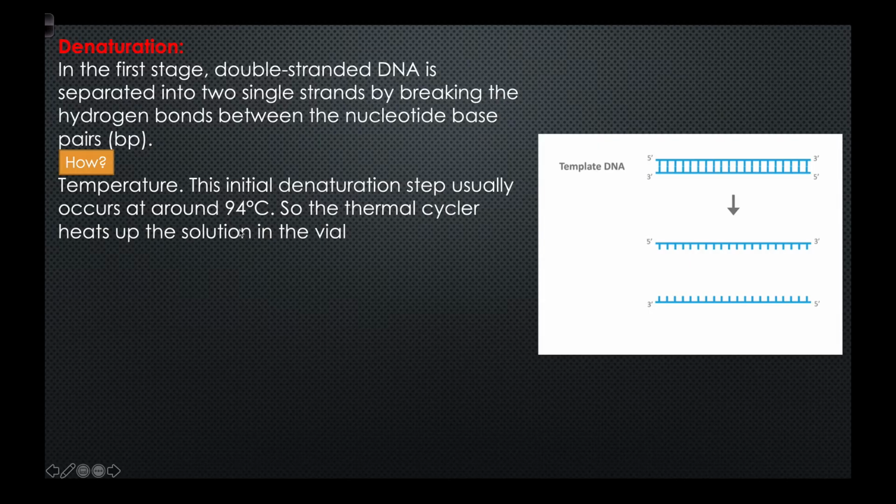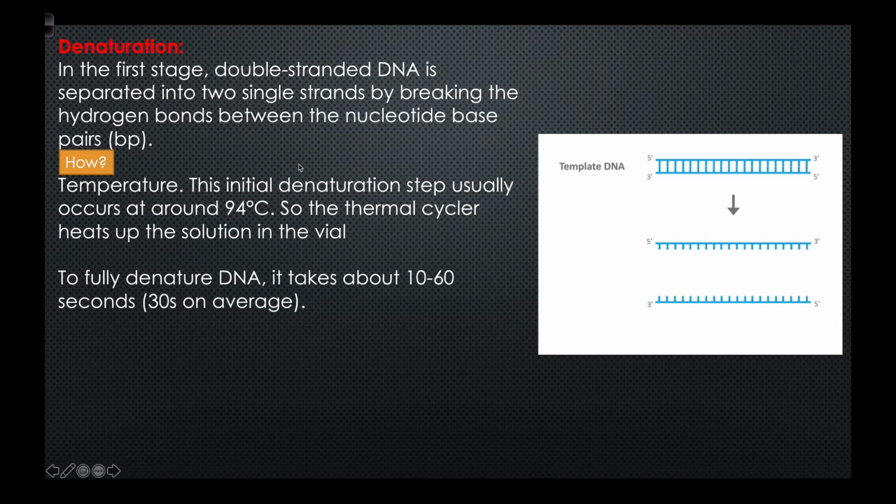It typically happens around 94 degrees Celsius. Now remember, human body temp operates at 37 degrees Celsius. So ultimately, our DNA polymerase would come apart at temperatures that high. But we borrowed our polymerase from Taq, or Thermus aquaticus, in order to help us with this process. The machine that we mentioned earlier, the thermocycler, will heat up the mixture in the vial to 94 degrees Celsius. To fully denature DNA, it takes only about 10 to 60 seconds, about 30 seconds on average, to go from one strand to two.